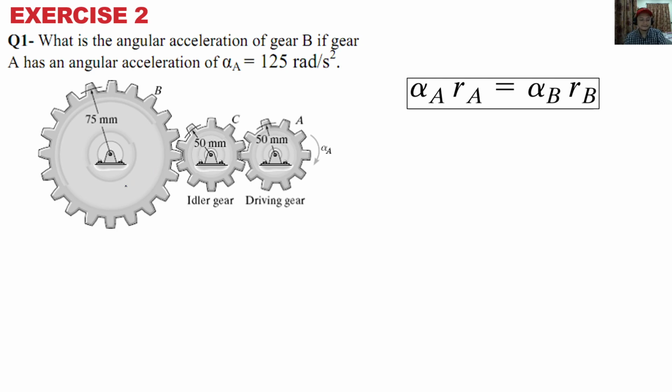What time is it? Still have more time. Let's solve this simple one.